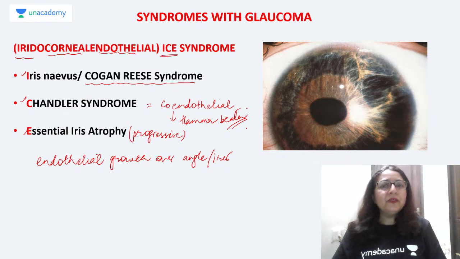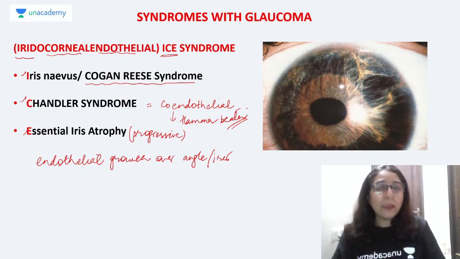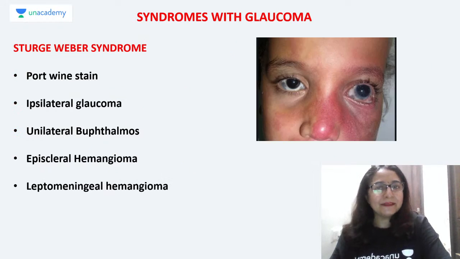So these are associated with glaucoma also. You have to treat them accordingly. And important to remember: Cogan-Reese, iris nevi; Chandler syndrome, hammered-beaten corneal endothelium; and progressive iris atrophy is also one of the spectrum of ICE syndrome.